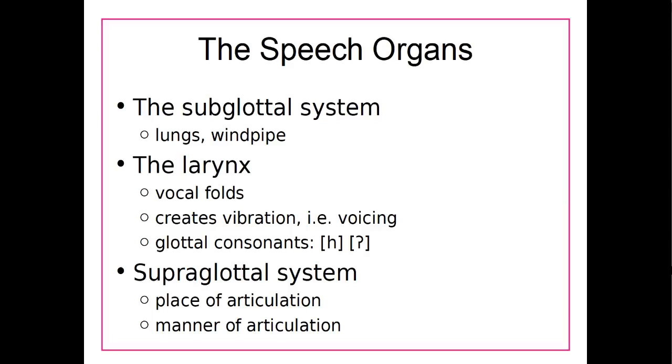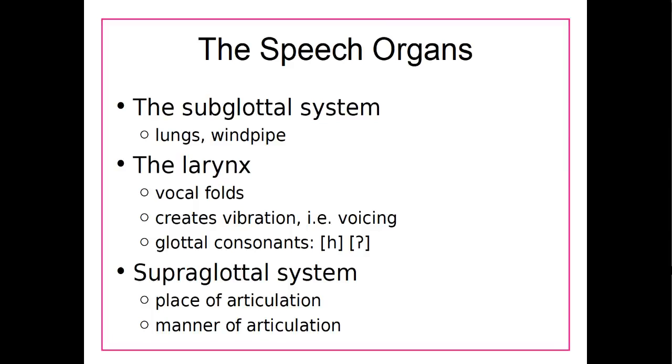So the larynx is commonly known as something like the voice box, you may have heard it called. So the larynx is the vocal folds. It's this organ in your throat that can vibrate to create what is called voicing. Voicing is something we will talk about when we look at some of the individual sounds. But basically, voicing is something that is produced when your vocal cords are vibrating.